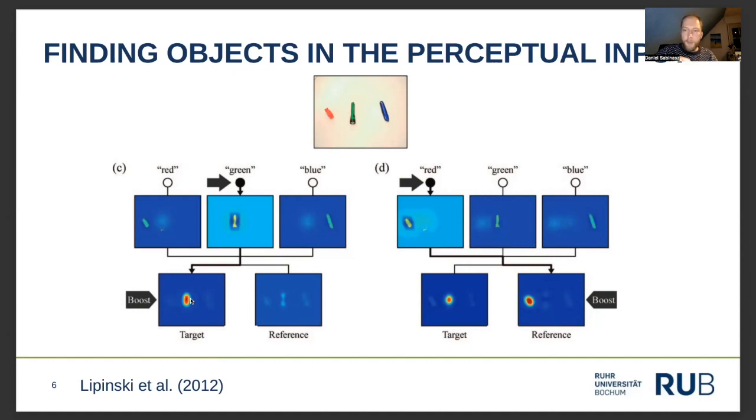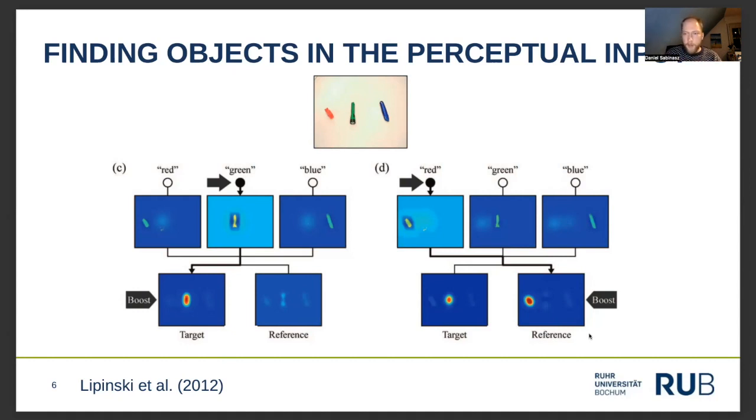And afterwards, if we want to also store the location of the red reference object, we simultaneously activate the red concept node and boost the reference field instead, and that will then store a peak on the location of the red reference object. And both of these fields are self-sustained, so that when the concept nodes are deactivated, the location of the target and reference are sustained in these fields.